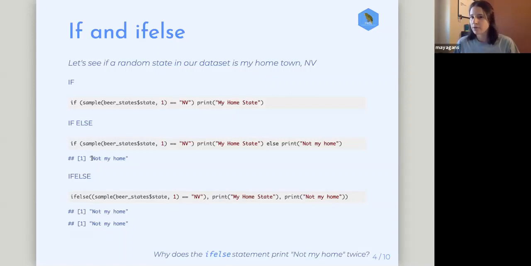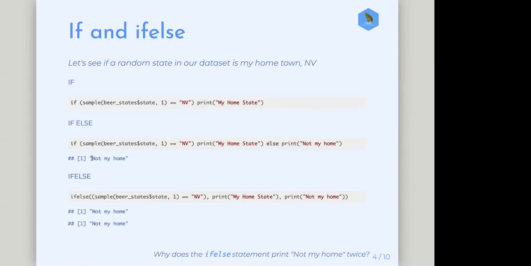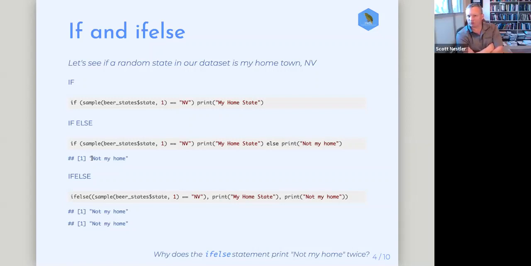And then I pose this question to the group: why is this if else printing not my home twice? My mental model is, what the hell is happening here? I didn't know. I'm sorry, the second if else is in my mind one of the worst named things out there. It's the same as the other if, except it works on vectors. Interesting. So your sample here has sample size 1. Well, no, sample should still be size 1. Okay. Yeah. But isn't that the difference with if else, it works on vectors? Yeah.